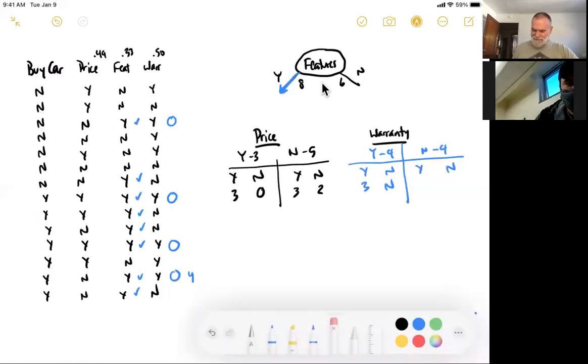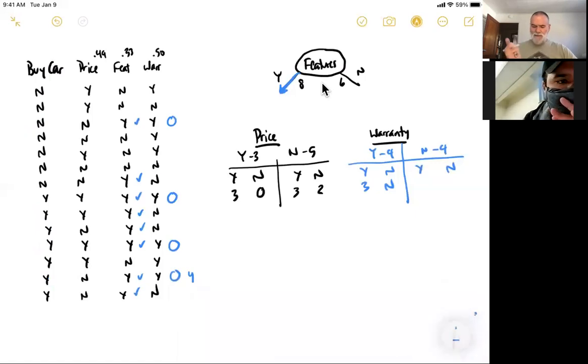Now let's do the exact same thing, tallying up the warranty no side. So the warranty nos are going to be this one, this one, this one, and this one. This one is a no for buy car, a yes for buy car, a yes, and a yes. So we're at 3 and 1. 3 and 1.